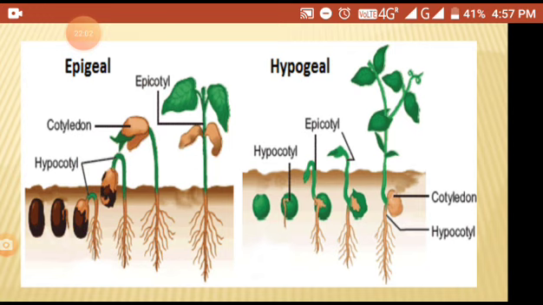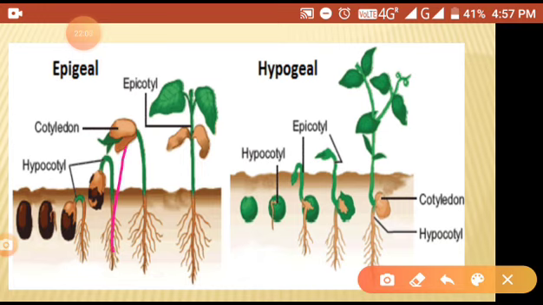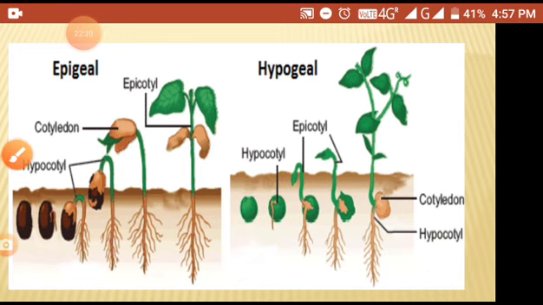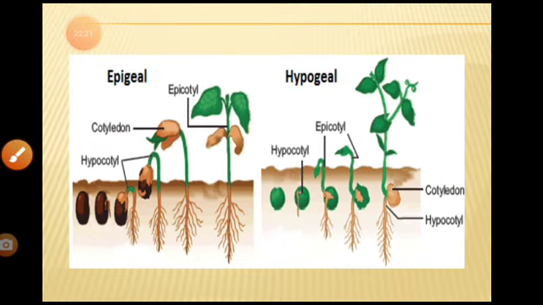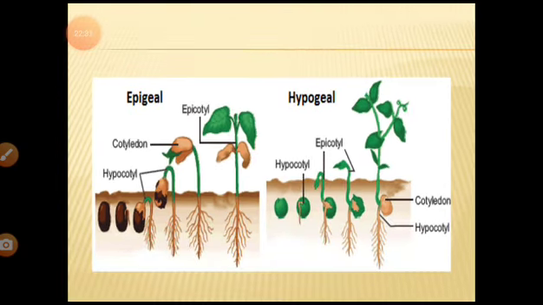Again, I am telling you, in epigeal germination the hypocotyl part comes out from the soil, but in hypogeal germination the hypocotyl remains below the soil. This is called epigeal and hypogeal germination. This diagram is also very important and you have to draw it in your notebook. So I hope you have understood it now.